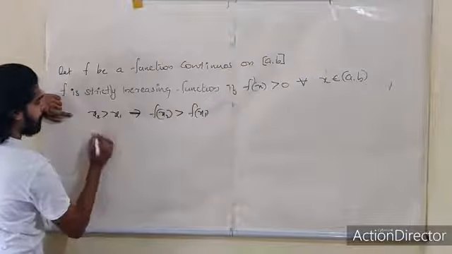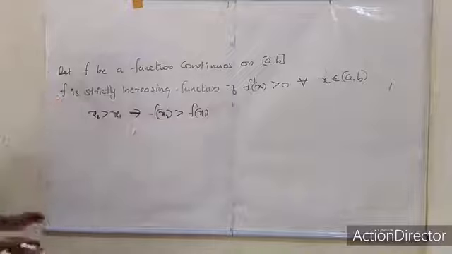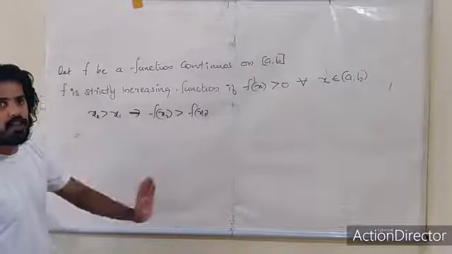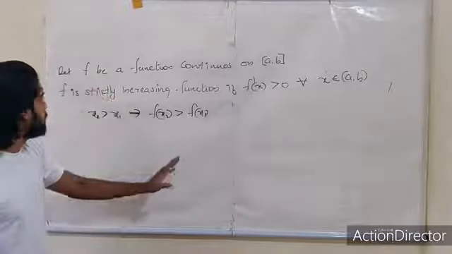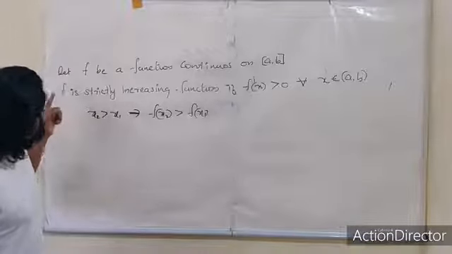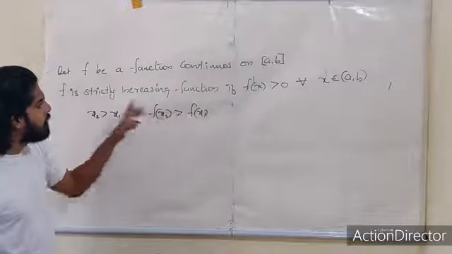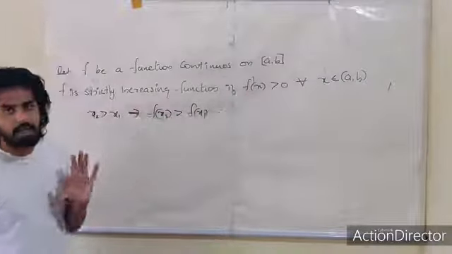So the function is increasing, right? If x2 is greater than x1, f of x2 should also be greater than f of x1. Then we can say the function is increasing. But here we have to say that if x2 is greater than x1 and f of x2 is greater than f of x1, then the derivative must be greater than 0.